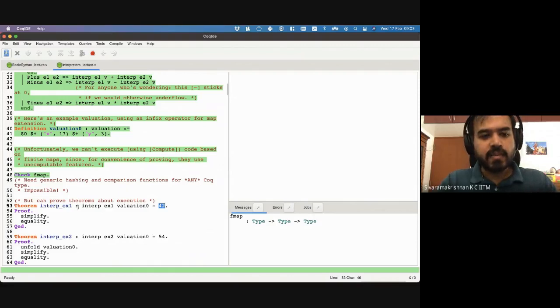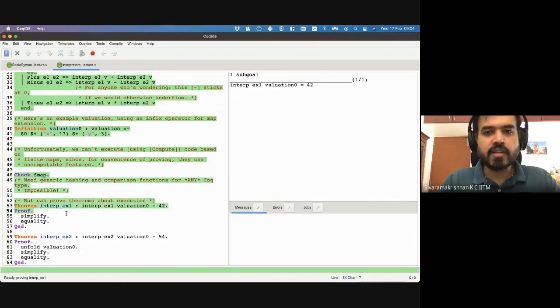In a sense, what we're doing is, okay, I write a theorem where I state that if you interpret example one under valuation 0, you'll get 42. This is sort of like computing, but we have to prove that this is in fact the case. And this turns out to be fairly straightforward. So here is how you do it, right? So we have to show that interpreting ex1 under valuation 0 is 42. If you simplify, you just get 42.